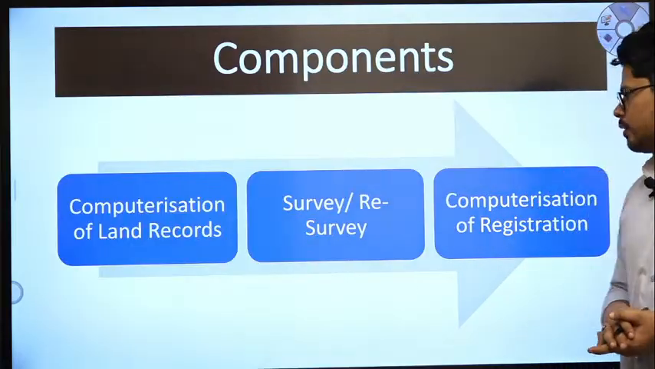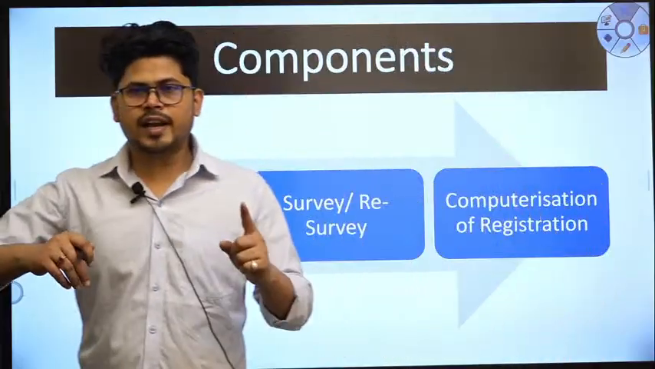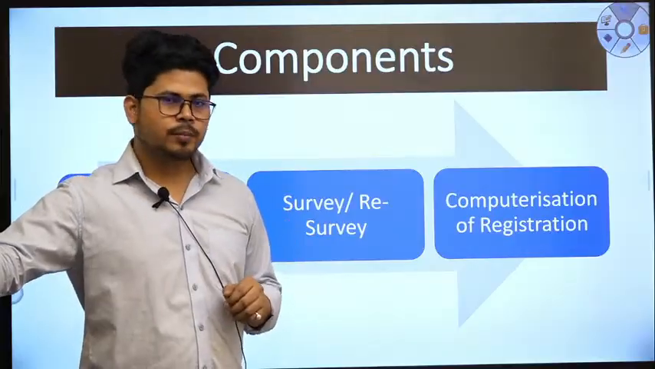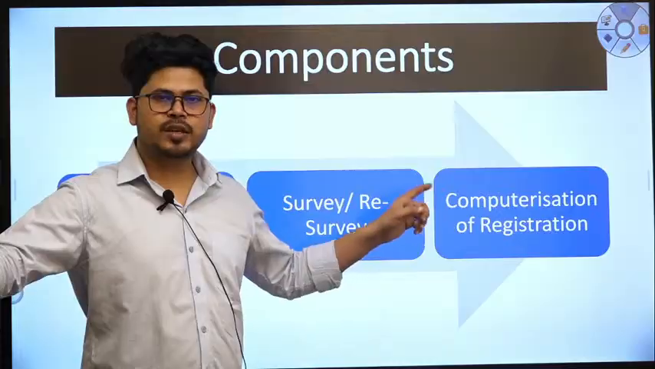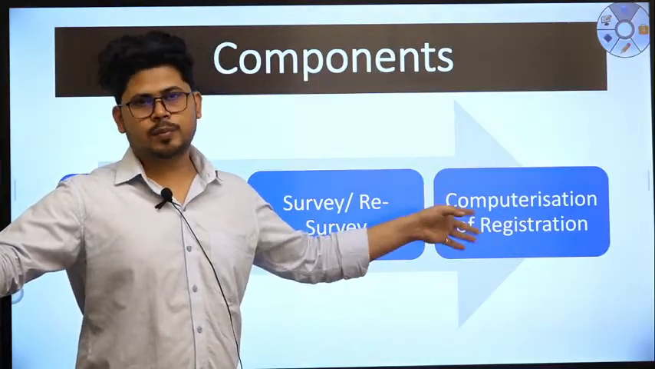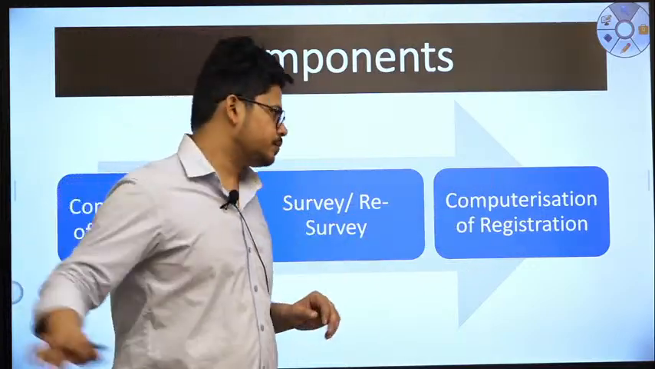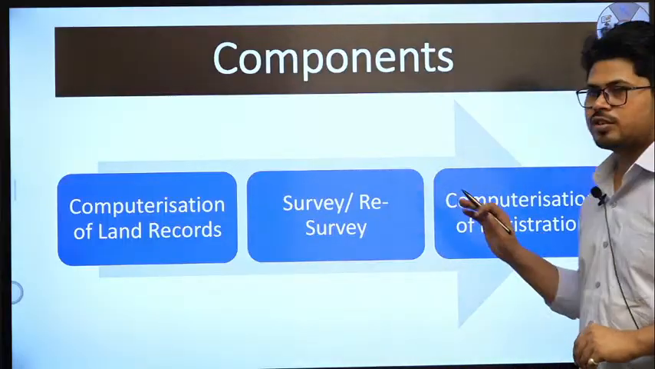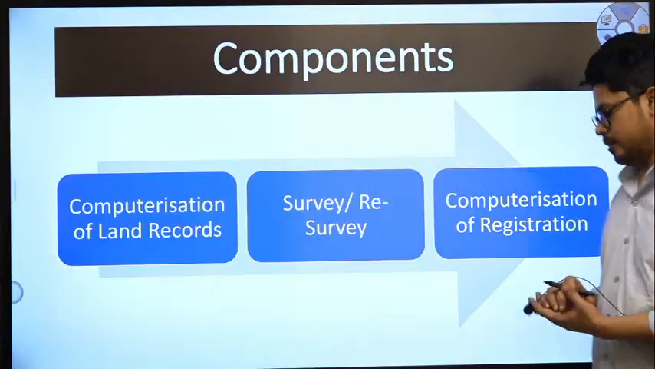Moreover, computerization of registration will do one more very important thing: one land will not get transferred to two or more people. As soon as a land which already belongs to someone else is being sold to another person, the computer will detect that and the process can be stopped. So computerization or digitalization will help in removing land fraud.